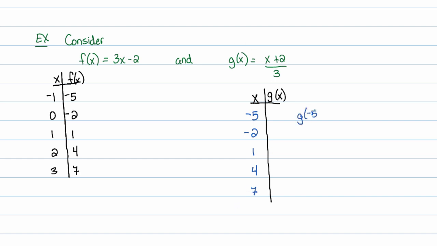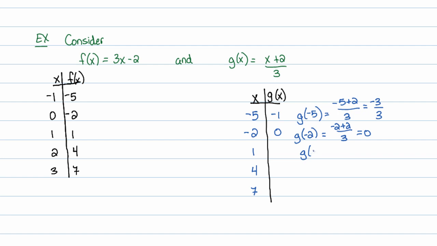Well, g of negative 5, that's equal to negative 5 plus 2 over 3. That's negative 3 over 3, which is negative 1. g of negative 2 is going to be negative 2 plus 2 over 3, which is 0.